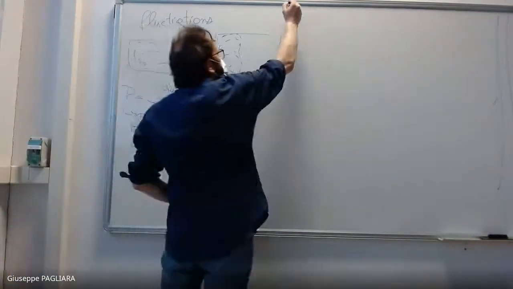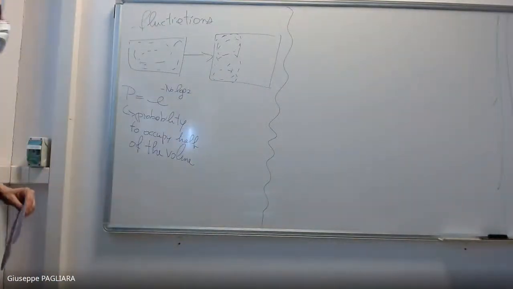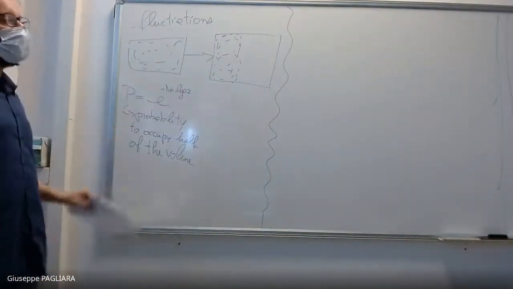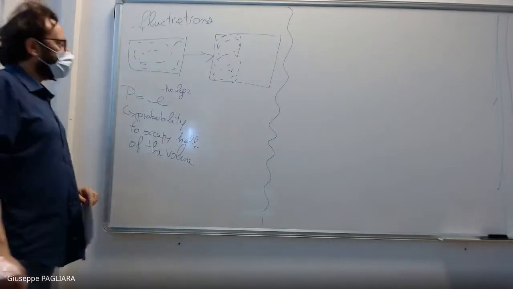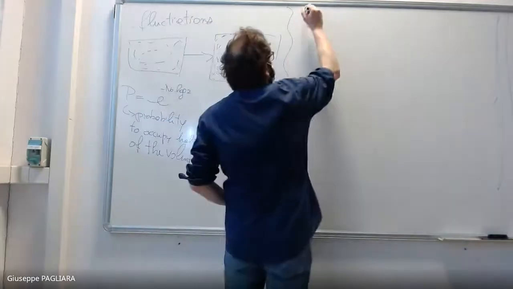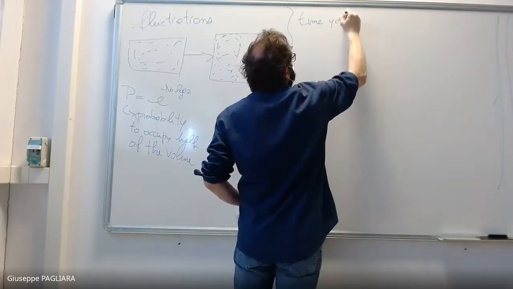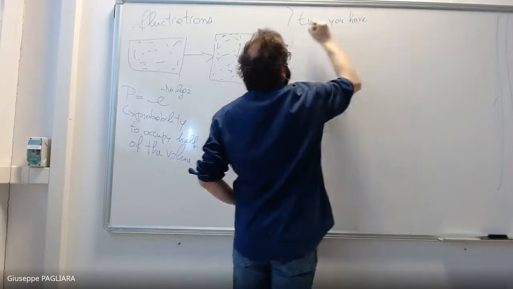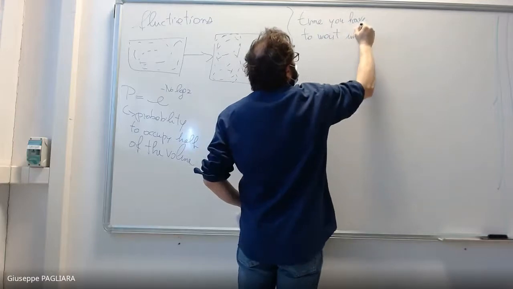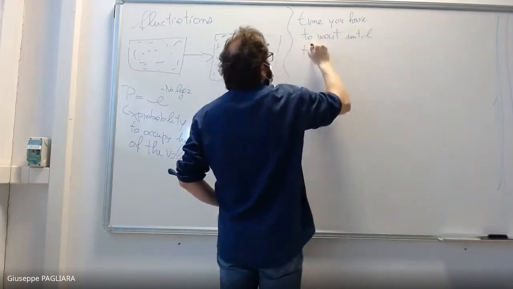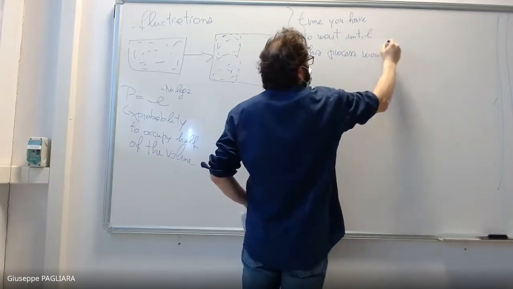And something which is associated with this probability is to have an estimate of the time you have to wait until this situation occurs. So what is the time you have to wait until this process will occur.